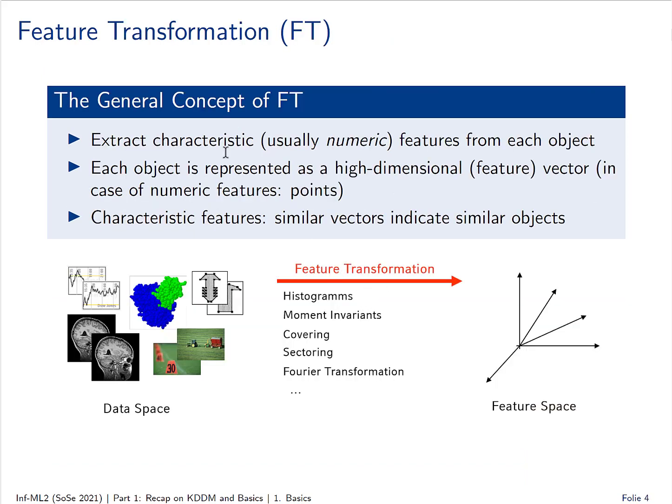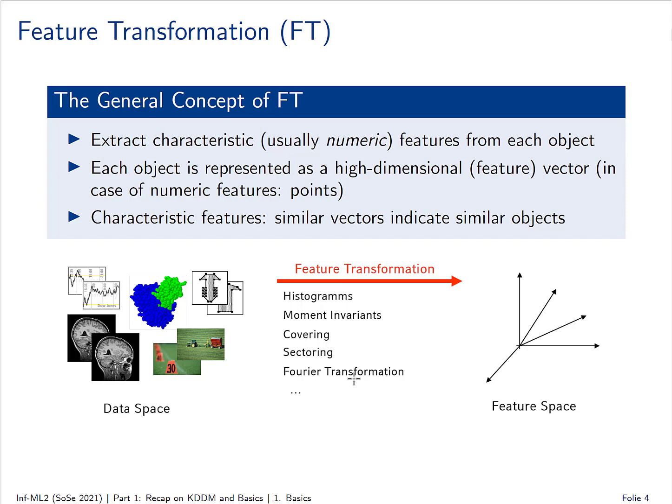So how can we do the manual way? How can we do the traditional way? The feature transformation, well, the general concept is, as said before, we extract characteristic features from each object. Usually these characteristic features are numeric features. So each object is represented as a high-dimensional feature vector. So in case of numeric features, we are talking about points.